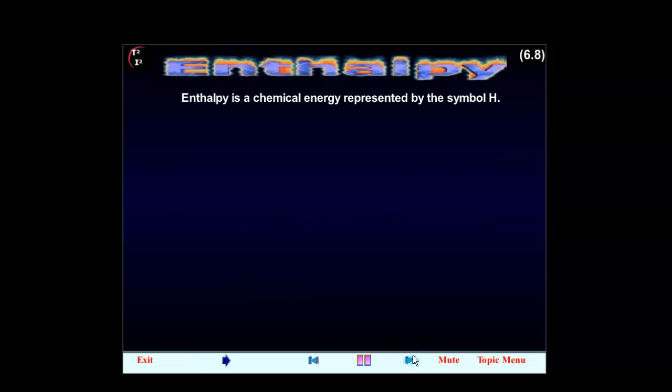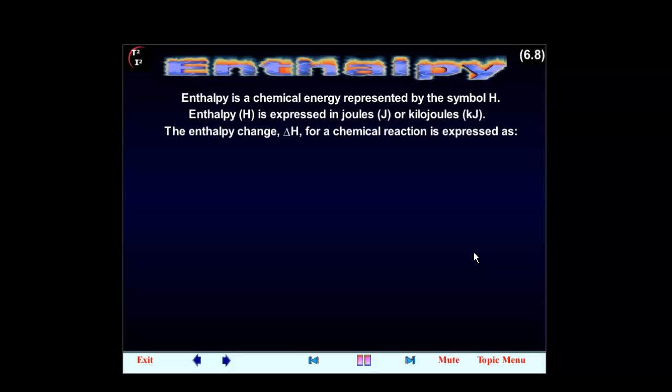Question 2. Enthalpy is a chemical energy represented by the symbol H. All right, the next is enthalpy. That's topic 6.8 to 6.15. Enthalpy, H, is expressed in joules, J, or kilojoules, kJ. The enthalpy change, delta H, for a chemical reaction is expressed as delta H equals H products minus H reactants.